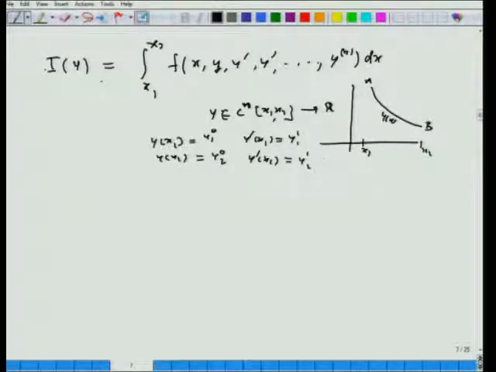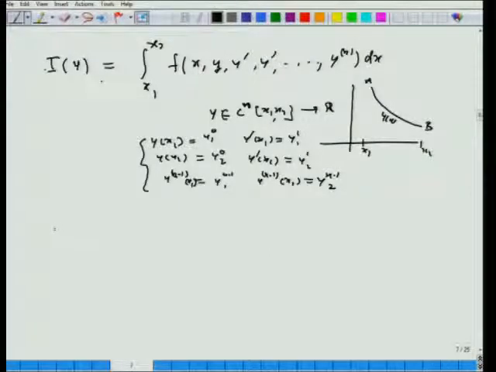There will be conditions up to the (n minus 1)th derivative at x1, yn minus 1 1, and the (n minus 1)th derivative at x2, yn minus 1 2. So, these are additional conditions given, so that this y has to satisfy all these conditions, and it has to optimize this integral depending upon whether to minimize or to maximize.